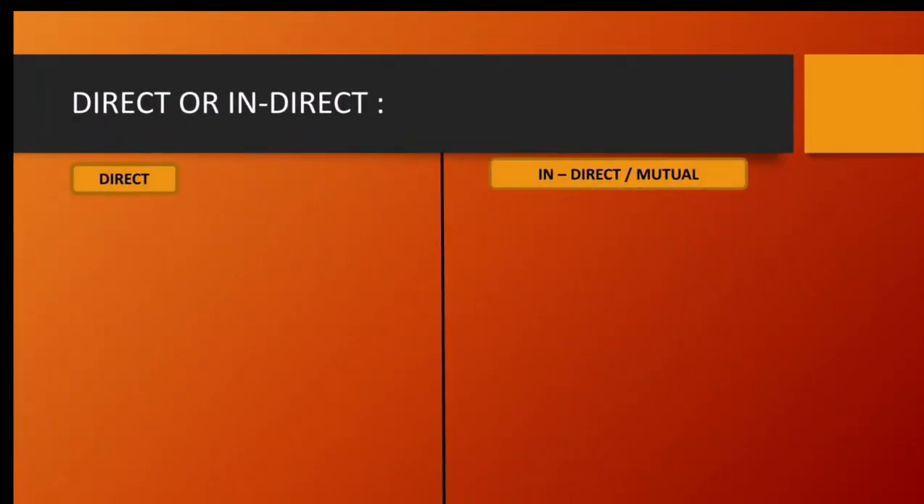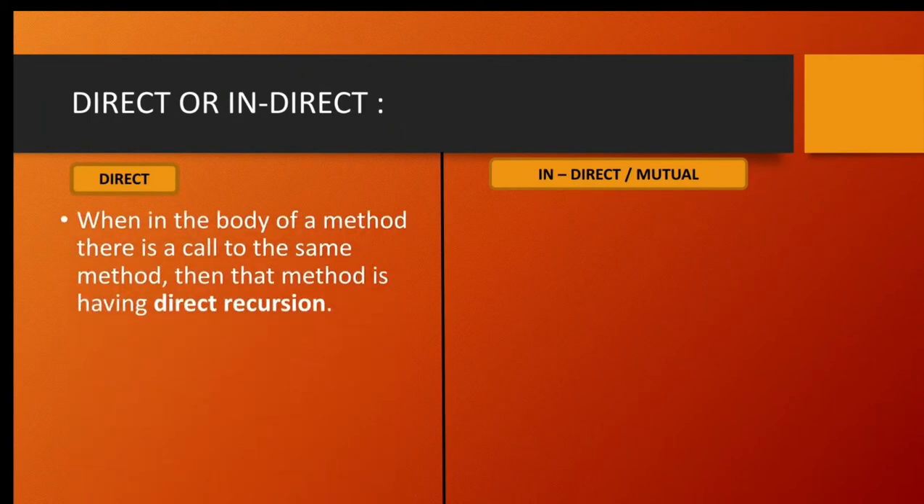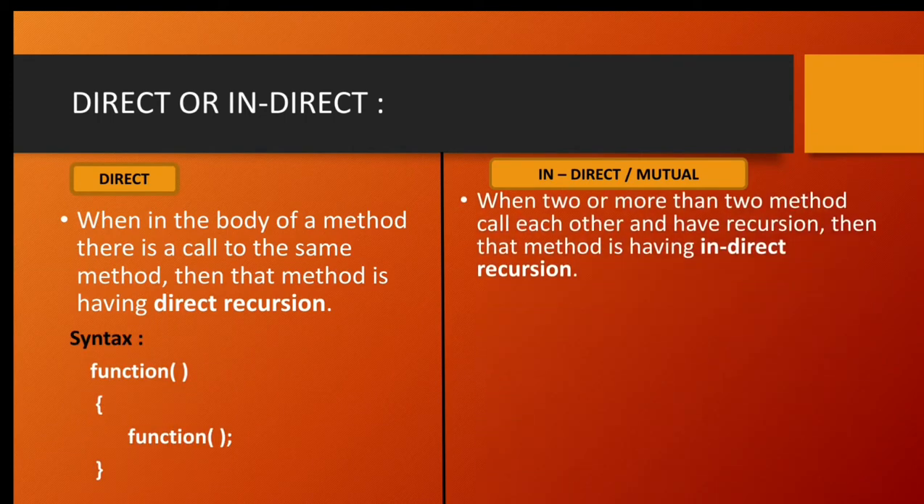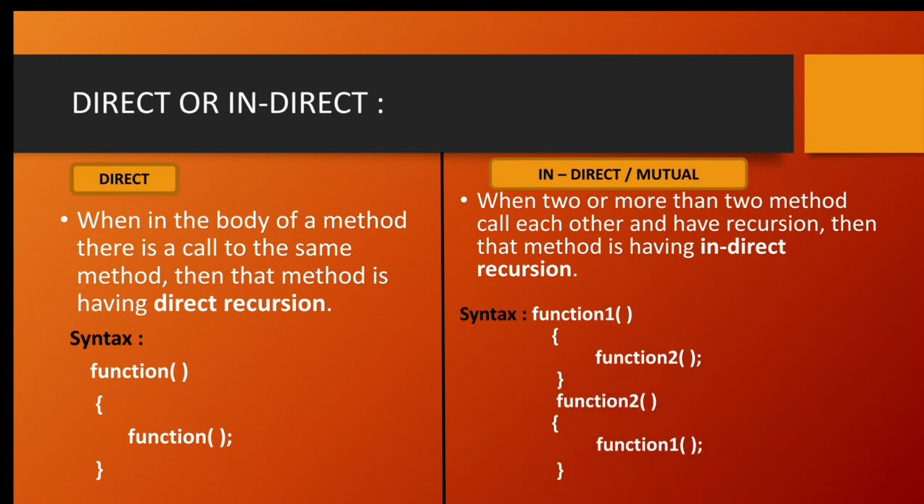Now moving further, with the syntax of direct or indirect, when we call a function within a function, then it is direct. See, in this way. When it is indirect, it means two or more functions are being used and we are calling them with the help of other functions. Function 1 calls function 2 and function 2 calls function 1, and then we have recursion. Still the recursive process is going on, but we are taking someone's help.